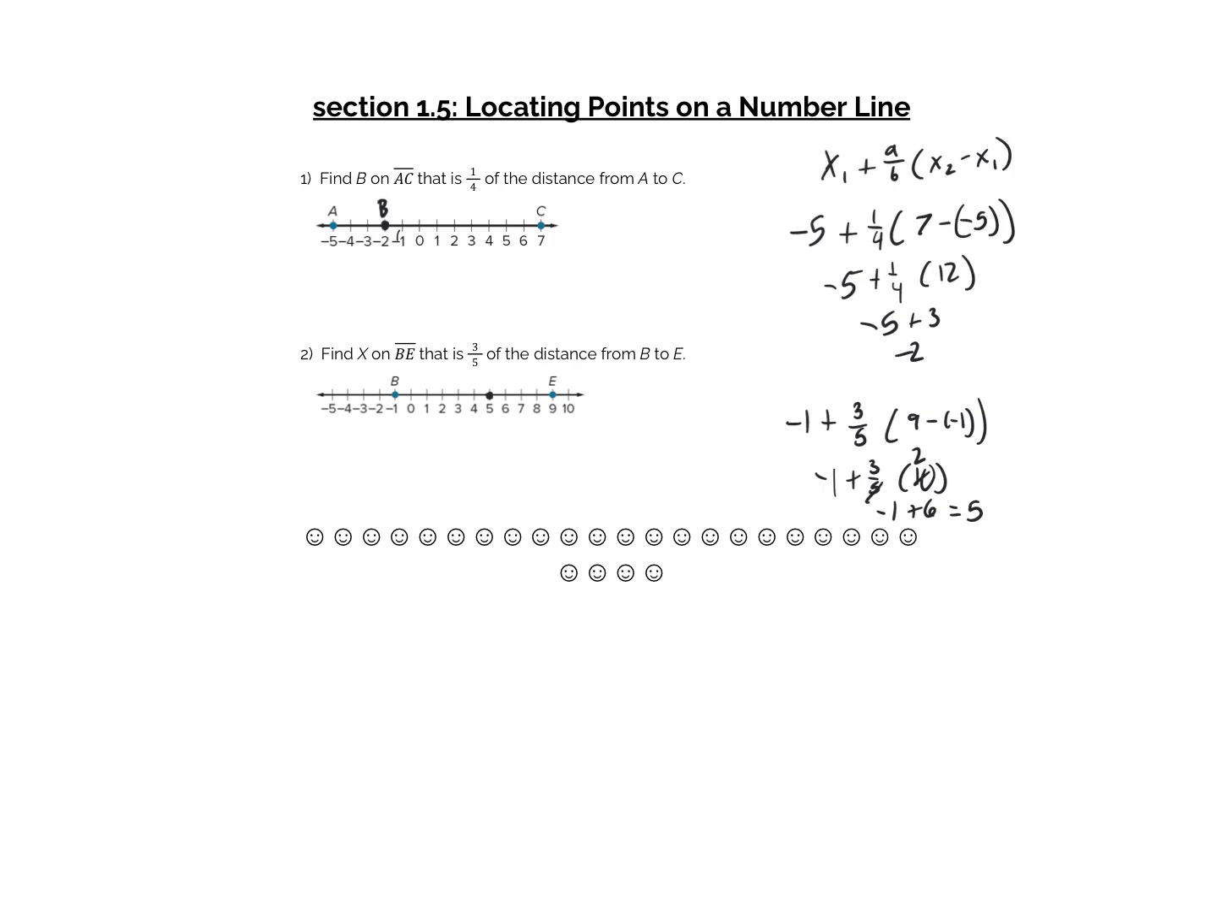And to verify, again, we know the distance is 10, and from B to, that was point X, it was 1, 2, 3, 4, 5, 6 units, and 6 is 3/5 of 10, so we have the correct spot. So that is how we locate points on a number line.